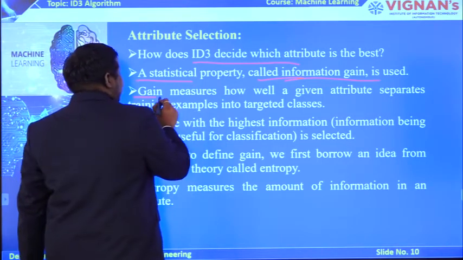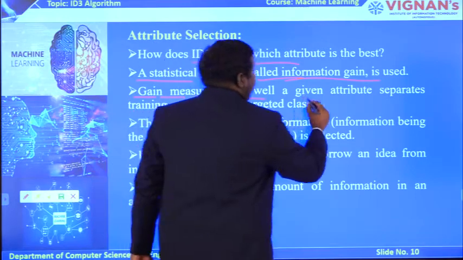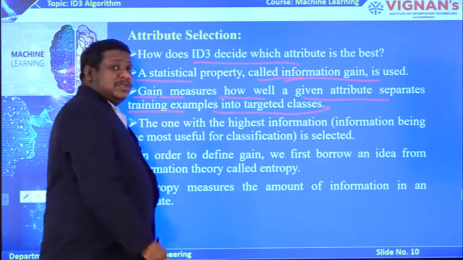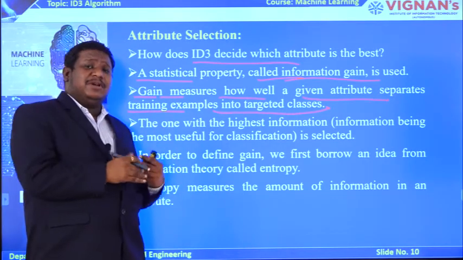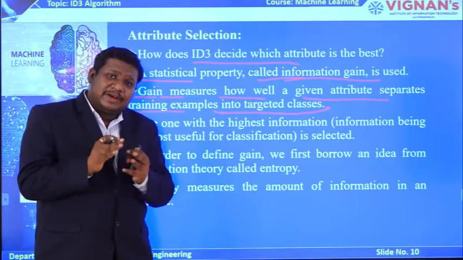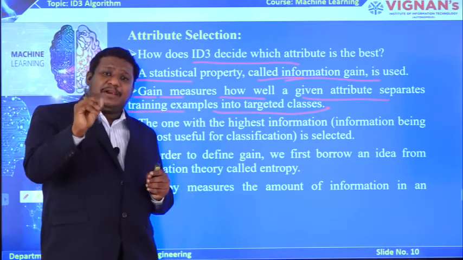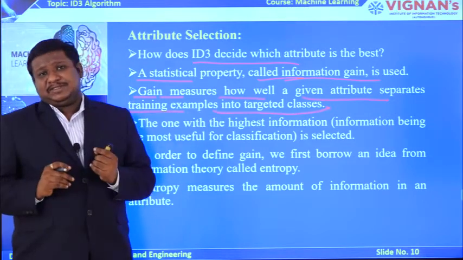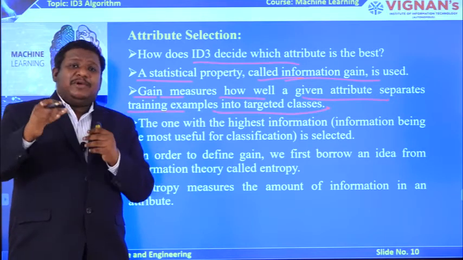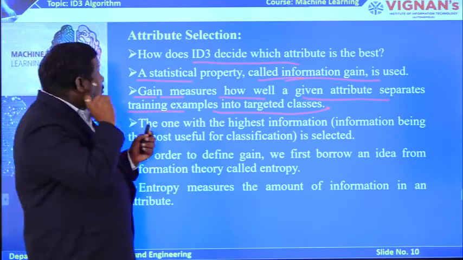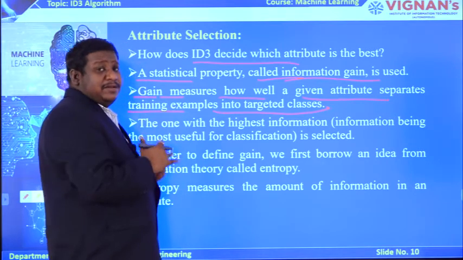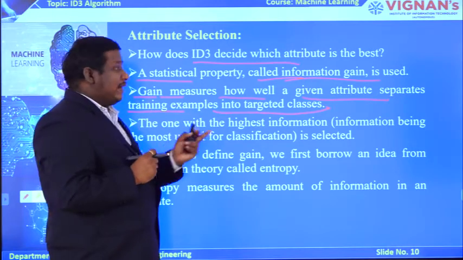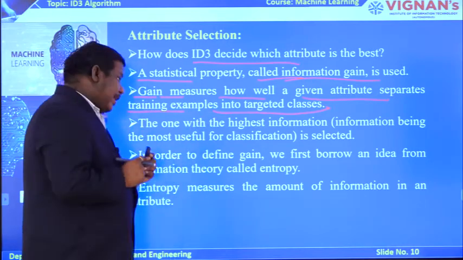So what is this gain measure? It measures how well a given attribute separates training examples into targeted classes. Information gain calculates how a selected attribute is going to classify the data or separate the data into the targeted classes. Whatever attribute you are taking, its information gain is calculated. How this attribute is going to separate the data is being calculated. That is the method followed in the information gain model.